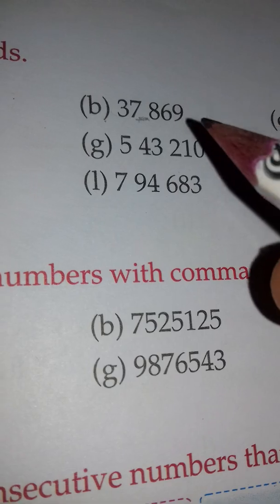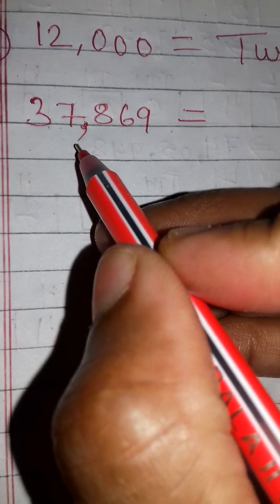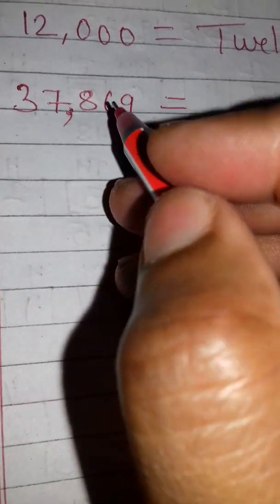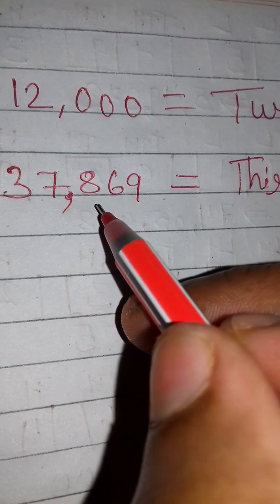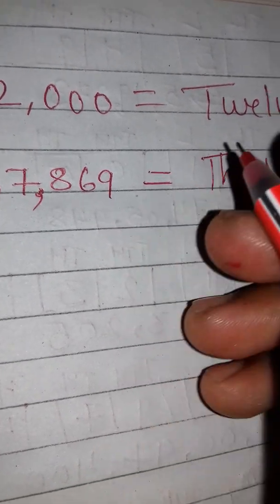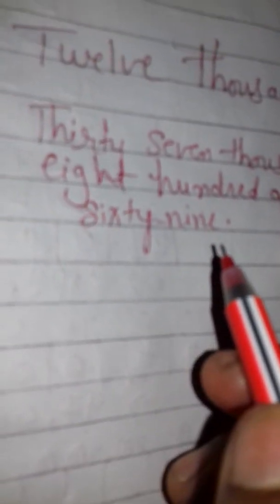So how will we write this number? As 3 and 7 show 37,000, then 37,869. Like this way we will write in words. Just take care of spellings.